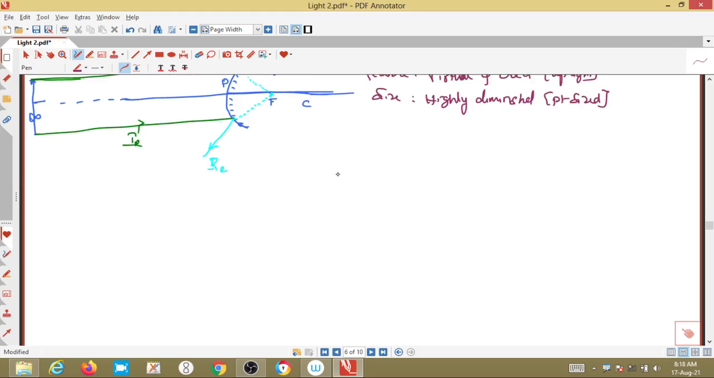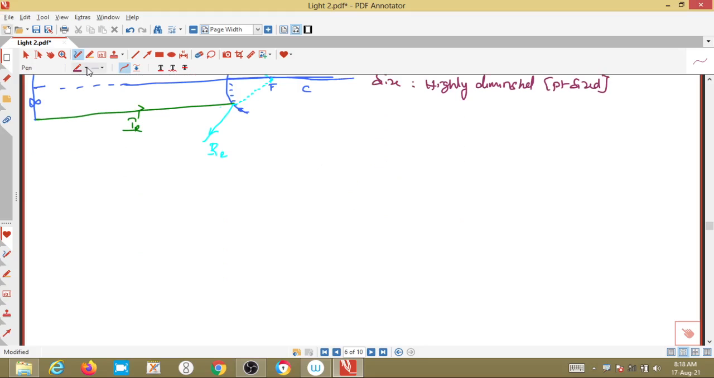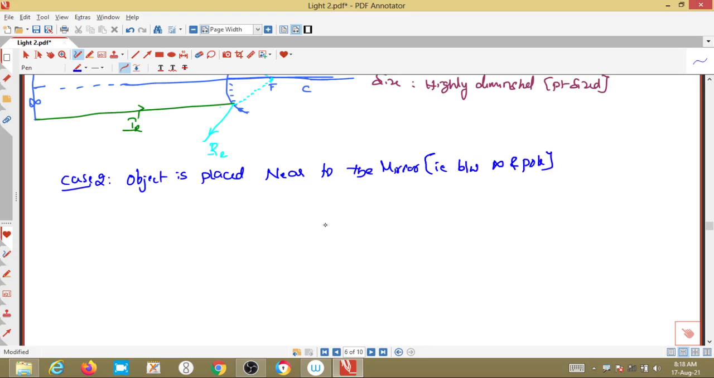Okay, this is the first case. Then observe the second case. What is the second case? When the object is placed nearer to the mirror. That is, I can say it is between infinity and pole. So then how will be the ray diagram for this?